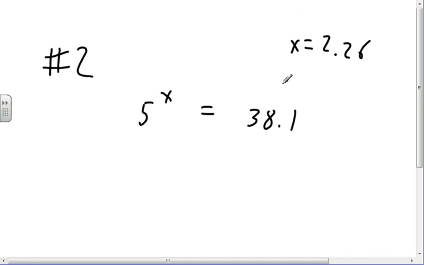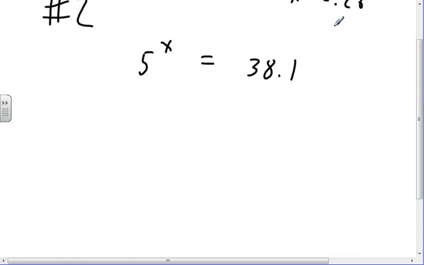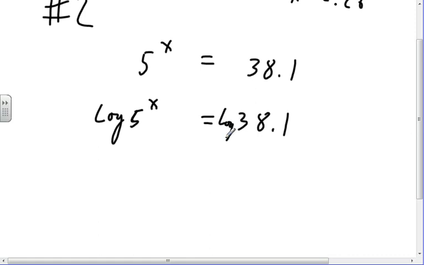Okay, so we're in chapter 9. In chapter 9, how would I solve that problem? Well, we only have one rule, right? If x is equal to y, then the log of x equals the log of y. So the log of 5 raised to the x has to equal the log of 38.1. And we remember from our previous chapter that if I have an exponent inside the log, I can bring it out, so x log 5 is the same as log 5 raised to the x.